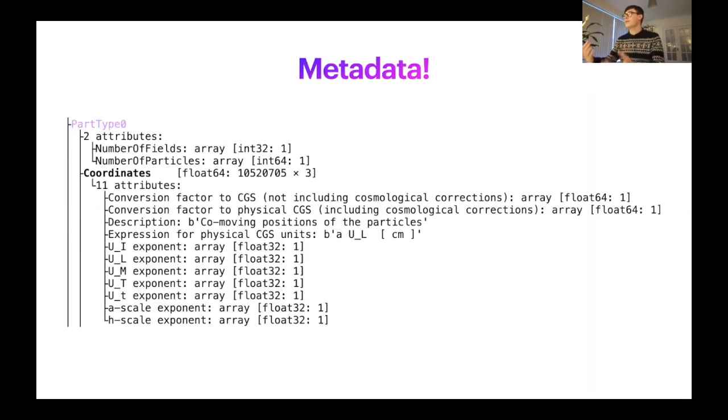So the way that we handle this within Swift is by outputting a huge amount of metadata along with all of the particle data every time we write a snapshot. What I'm showing here is just the output of h5glance on one array in our output. We include every single piece of metadata that anyone could ever think about in the output for every single array, and so the file format is completely self-describing.